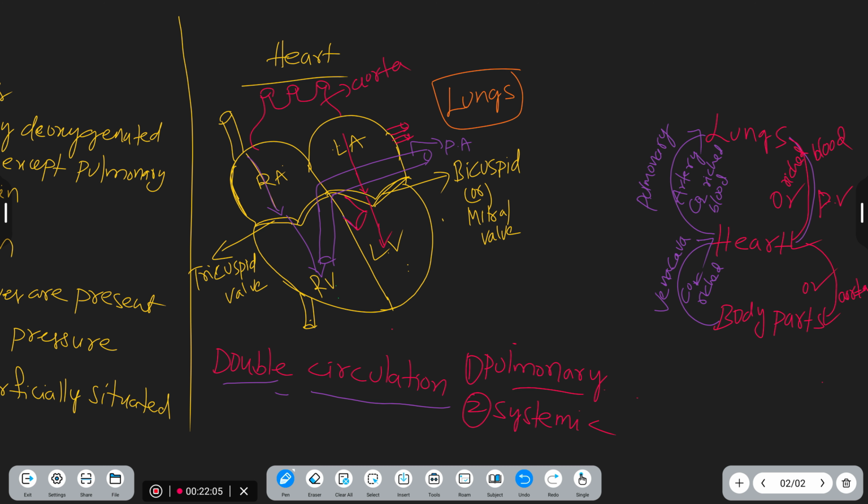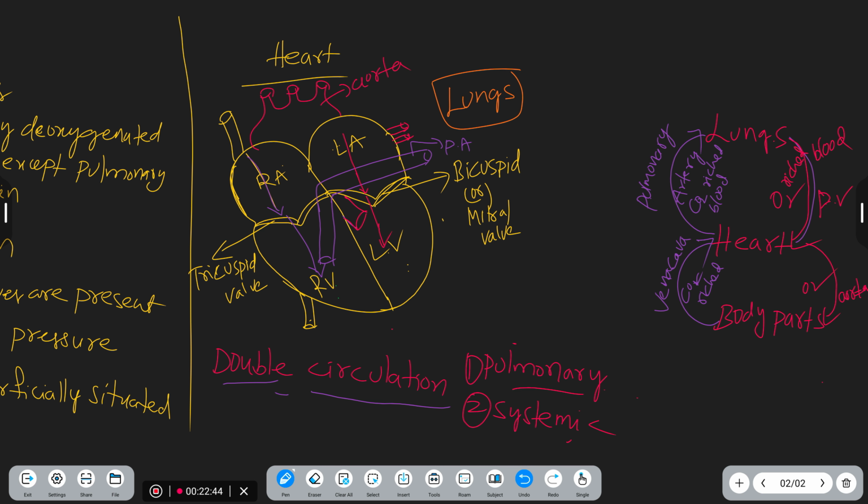From heart to lungs, lungs to heart. See here, from the heart, the pulmonary artery takes deoxygenated blood to the lungs. Understood? From the lungs, which blood vessel takes blood to the heart? Pulmonary vein. So this is the oxygenated blood. So the circulation from heart to lungs, lungs to heart is pulmonary circulation. Now body to heart, heart to body is systemic circulation.